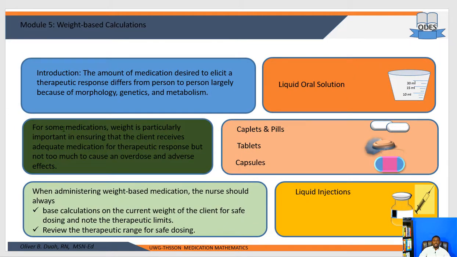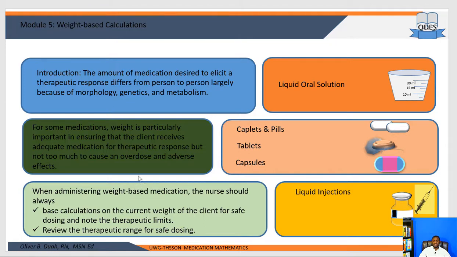The amount of medication desired to elicit a therapeutic response differs from person to person, largely because we are all made differently. That is, we have different body types, we have different weights and heights, we have different genetics, and different metabolism. Some people metabolize medications more quickly than other people, and so they are going to need different dosages to be able to have the same response.